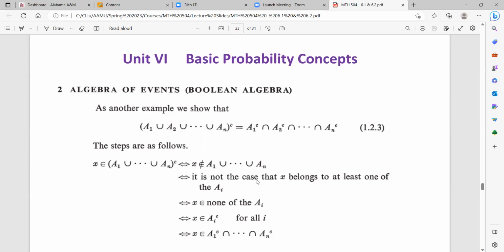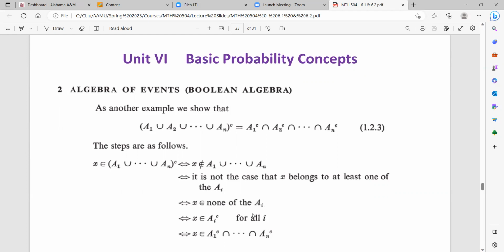So that means X is in none of those AIs, because if it is in one of the AIs, then it will be in the union of those n sets. So X will not be in any of those AIs. Or it has to be in all of the complements of AI. If you think about it, for any specific AI, X is not in it.